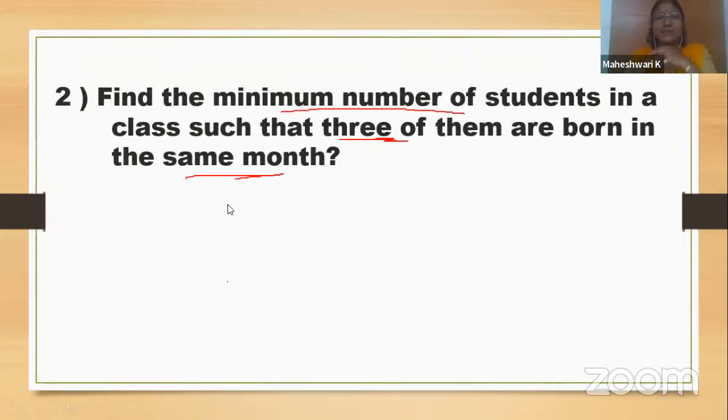Anybody who would like to unmute and say, right or wrong is immaterial. We just have to think and say it. So, anybody who would like to try it out?